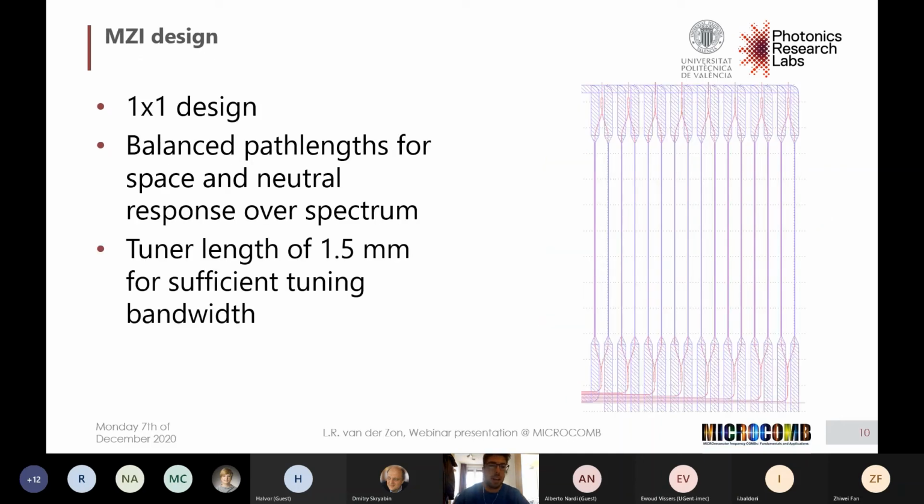Then the next thing we need is the Mach-Zehnder. I will go very briefly through this one because I think it's quite commonly known. I chose a 1x1 design because in the spectral processor we only want to have one input and one output of the phase control. I also used balanced path lengths, so equal path lengths, because that saves space and gives an equal response over wavelength. Then the tuner length I chose is 1.5 millimeter. That's quite long, and that should at least be sufficient.